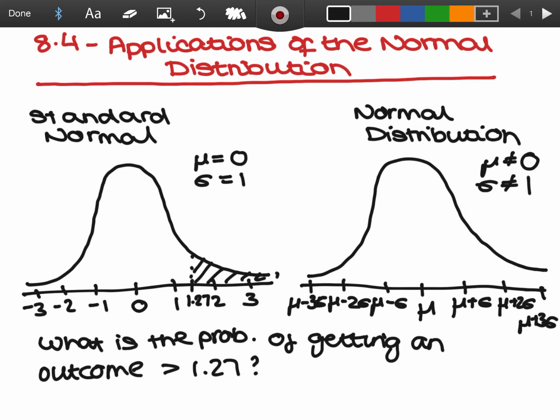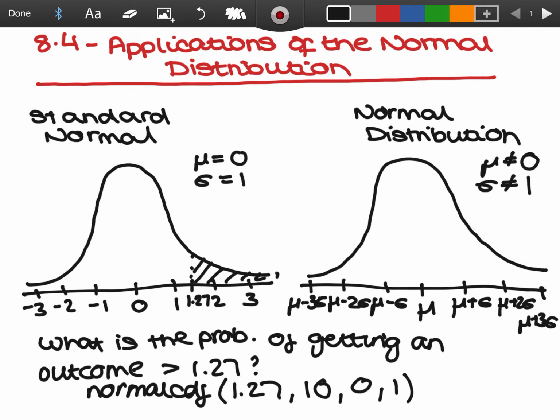If we're in standard normal, we know that we're going to put in normal CDF with a lower bound of 1.27, an upper bound of 10, a mean of 0 and a standard deviation of 1. Let's say we were doing that same type of problem, but this time in a normal distribution sense. What is the probability of getting an outcome greater than some certain value? Let's say we're going for a value that may be around here somewhere. What's the probability of getting an outcome that's greater than that particular value?